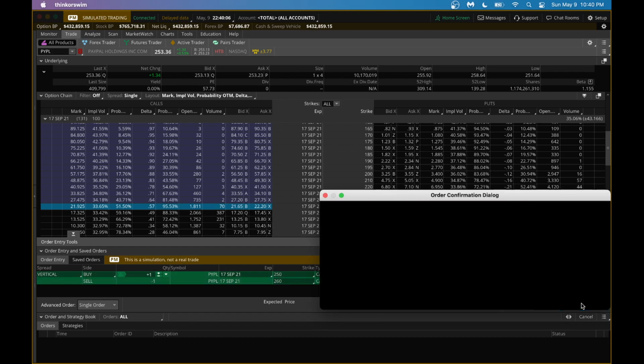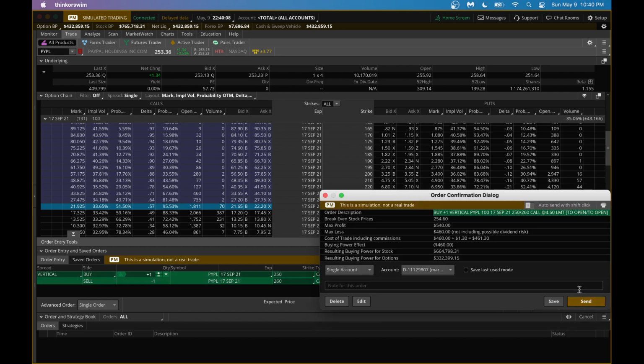And if I confirm and send here, my break-even price is 254, which is just above the current stock price, and I'm paying $460 to make 540. So I'm a little more than doubling my money. That's a good risk reward ratio. I can confirm and send.